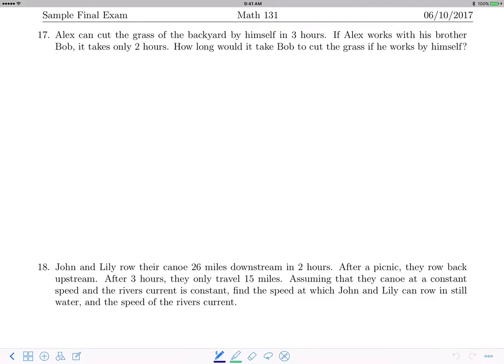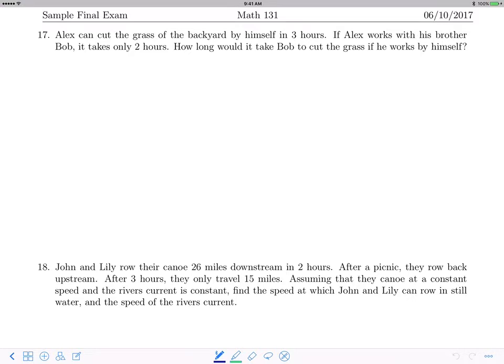Here we're going to look at number 17. Alex can cut the grass of the backyard by himself in 3 hours. If Alex works with his brother Bob, it takes only 2 hours. How long would it take Bob to cut the grass if he works by himself?